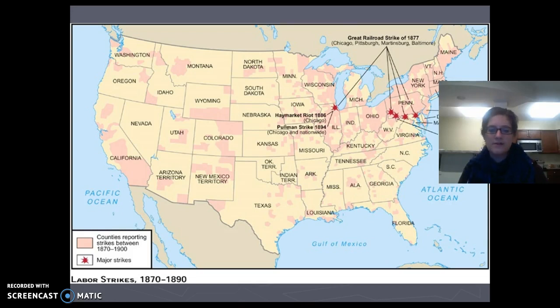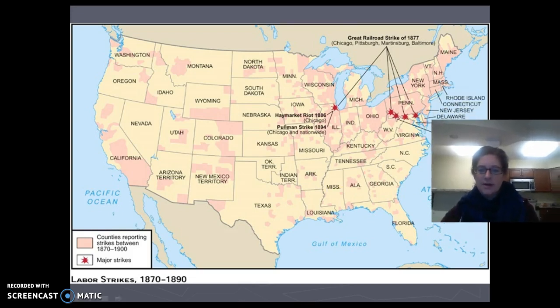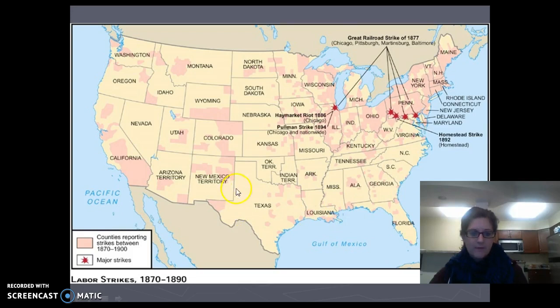All right, this is just a map. I know the color is not great, so kind of this pale yellow is just nothing. In this pink area, however, you have counties reporting strikes between 1870 and 1900. The major strikes in yellow. Please make sure you watch the video about the Pullman strike. You need a little bit more context than what is just provided to you in AMSCO. You have the Homestead strike and the Haymarket riot as well.